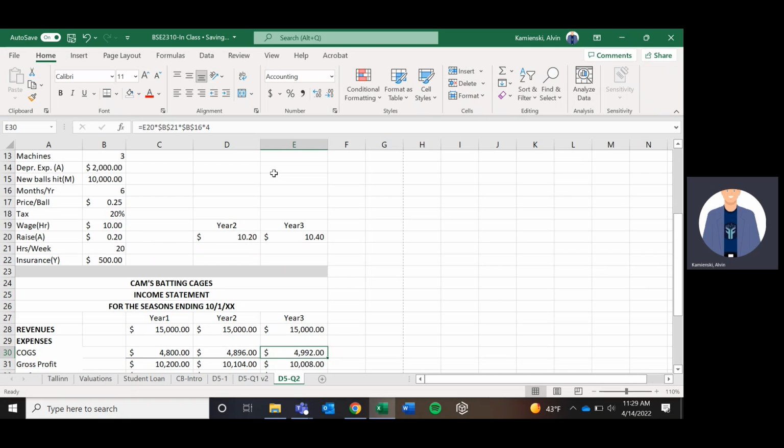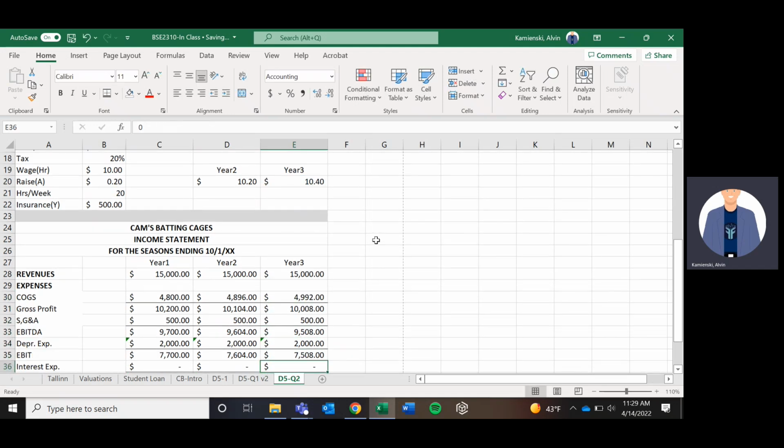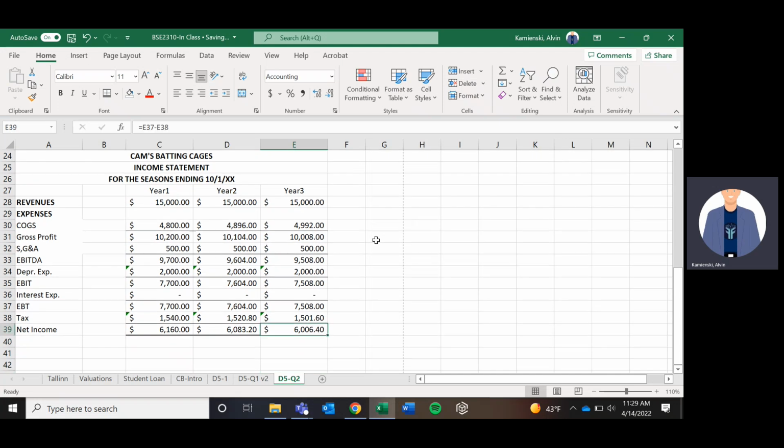And if I've built that right and copy and paste it across with a relative reference now, I've got E20, $10.40, multiplied by 20 hours, 4 weeks per month for 6 months, so that by the end of the 3rd year, the new batting cages at Cam's should earn him $6,006.40.